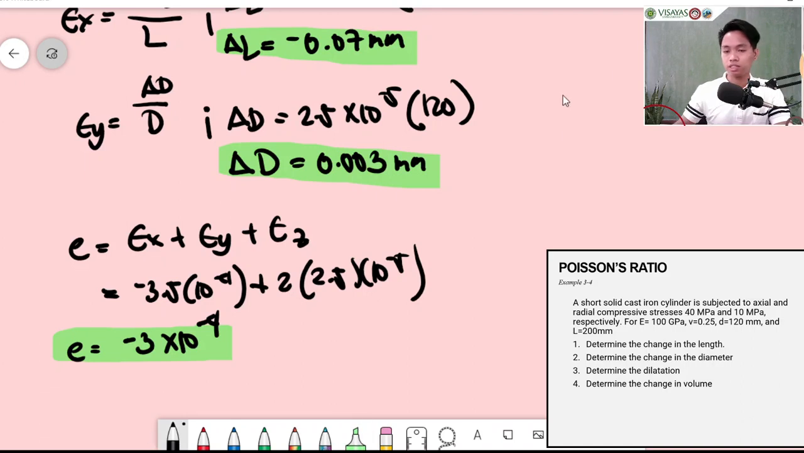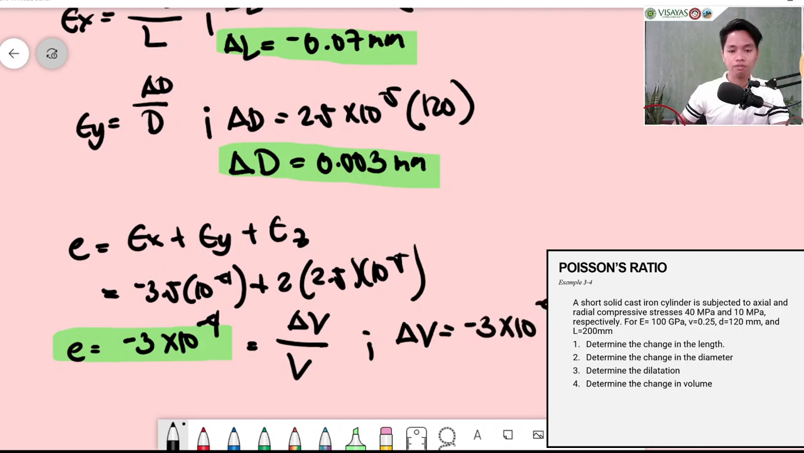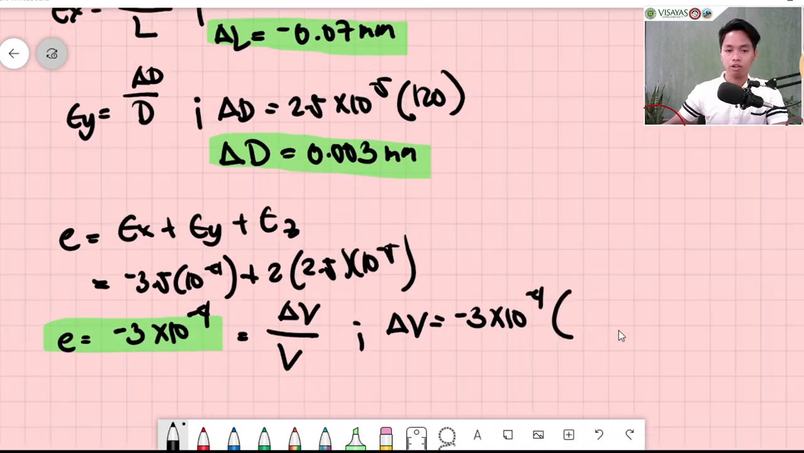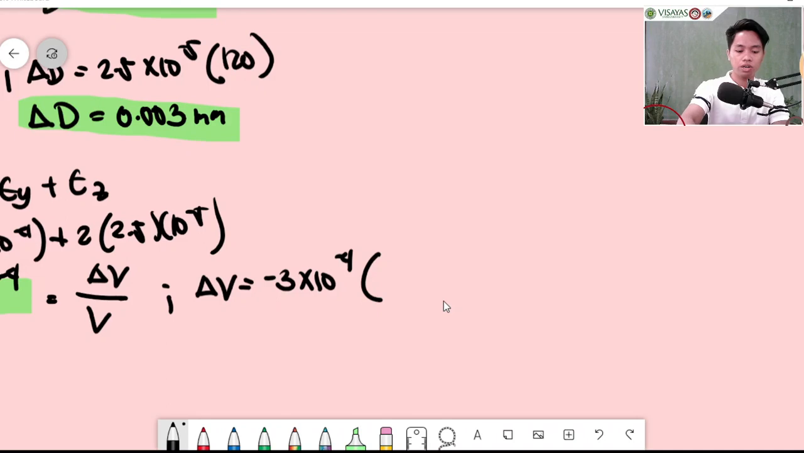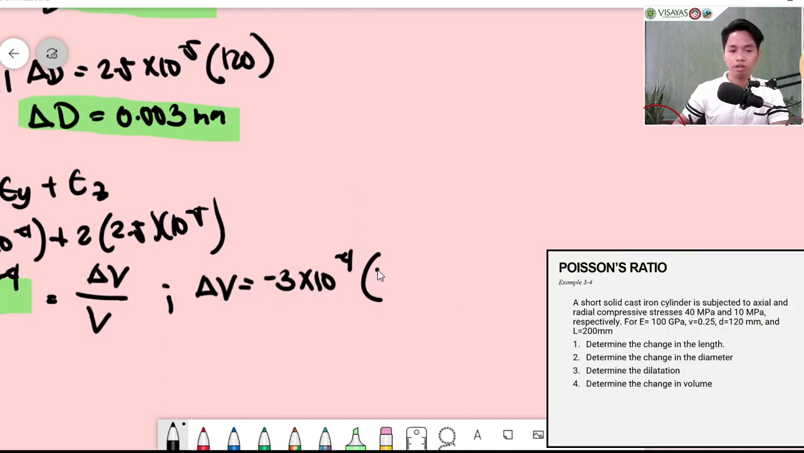Now, to solve for the change in volume, we are going to solve for the original volume. Okay, the change in volume over the original volume is the dilatation. So, therefore, your change in volume is equal to negative 3 times 10 to the negative 4 multiplied by the original volume. So, what is the original volume? That would be 0.25 pi times the diameter, 120 squared, and the length is 200 mm.